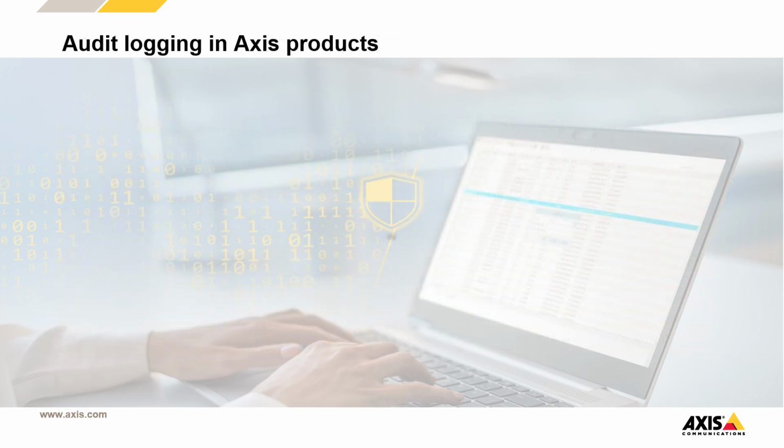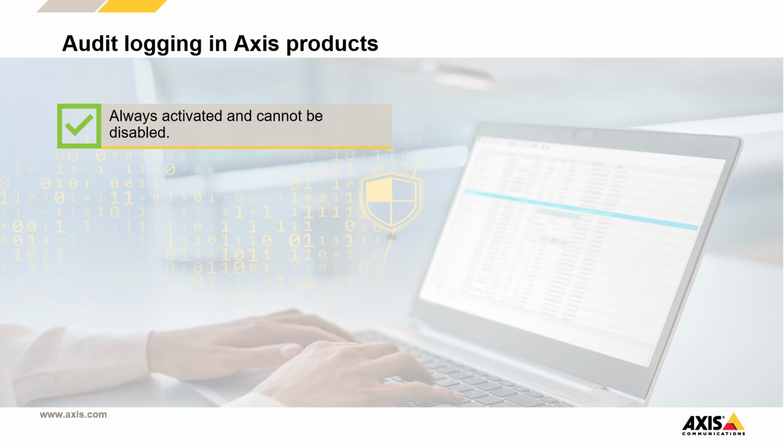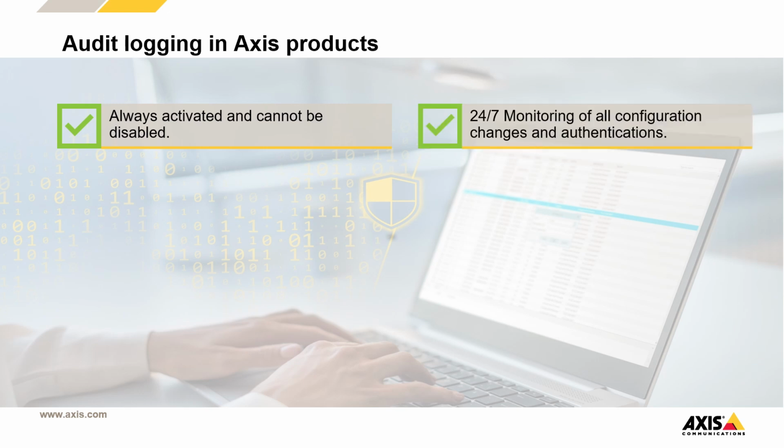Audit logging was introduced with OCSF 12.5, but the later releases have continued to add new features and log entries for audit logging. Here are the key benefits of the audit logging system in OCSF products. Audit logging is permanently enabled on all OCSF devices. This ensures continuous accountability and removes the risk of someone accidentally or intentionally turning it off. As audit log monitors configuration changes and logging attempts, it provides a complete trace of who did what and when, which is essential for security audits and incident investigations.